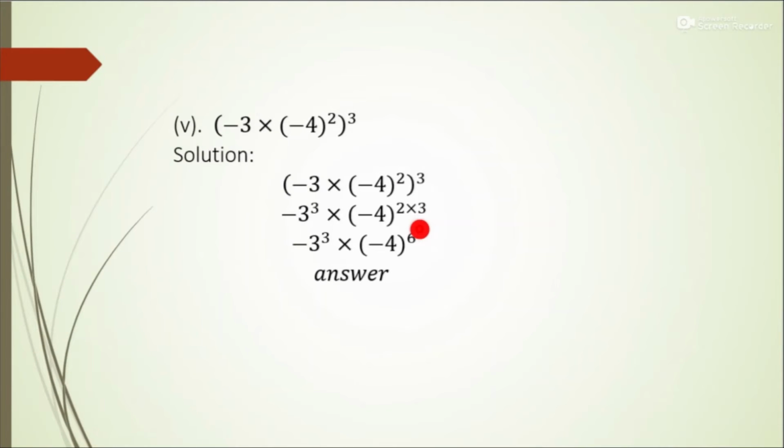Now question number 5, minus 3 multiplied by minus 2 of power 2 and the whole power of 3. First of all I will try to solve the bracket and the distribution law of 3. Again multiply each number individually inside the bracket: 3 power of 3 multiplied by minus 4, 2 multiplied by 3. Now 3 as it is, and minus 2 times 3 is 6. This is the simplification of this question.